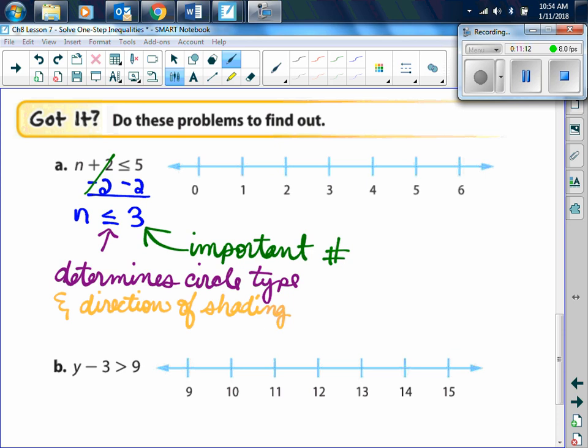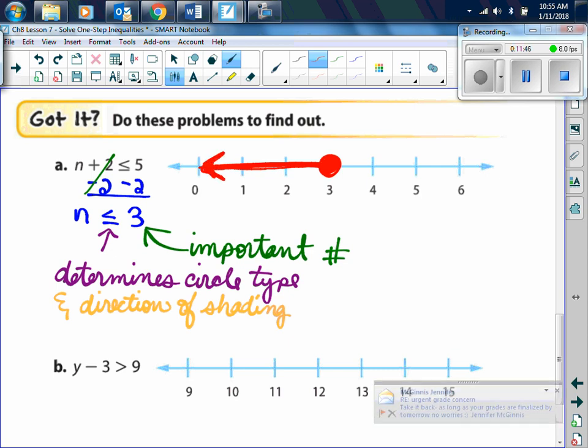And then it also tells us the direction of the shading. Because it's less than, which way are we going to shade? Left or right? To the left, because it's less than. Very good. So now we have all that information from our inequality, now we can graph. The important number is 3. We have a closed circle at 3, and we are shading on the less than side, so that's going to be on the left. Is everybody clear with that?